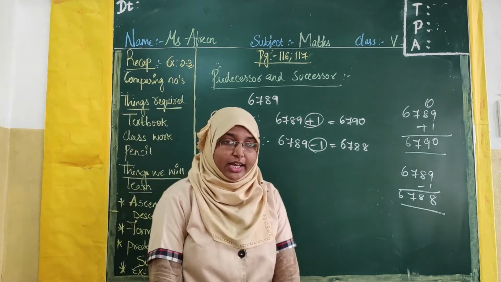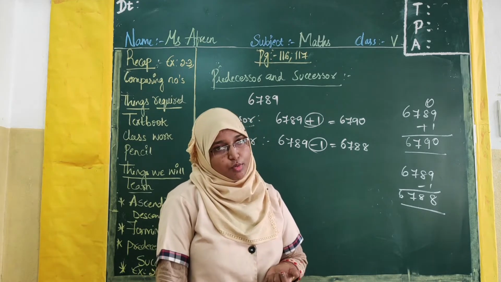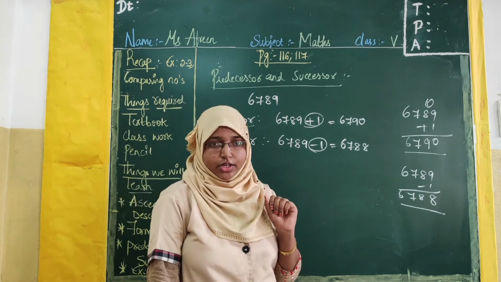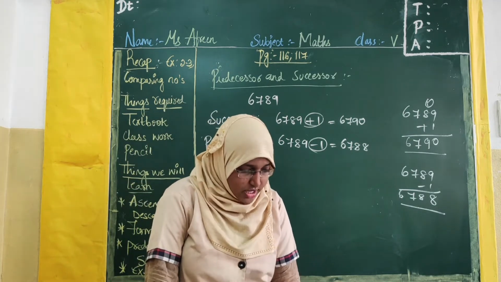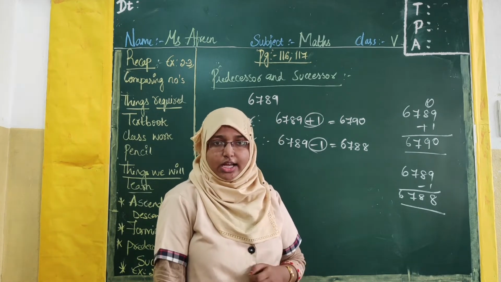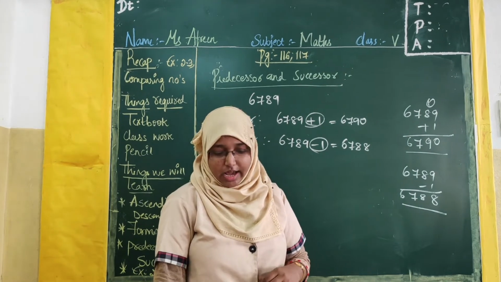So, I hope it is very clear how to write ascending and descending order, how to form the greatest and smallest number, and how to write the predecessor and successor of a given number. Okay. Now, let us move to our next exercise 2.4. I request everyone to open your classwork, take your pencil, and write down the first bit in your classwork.